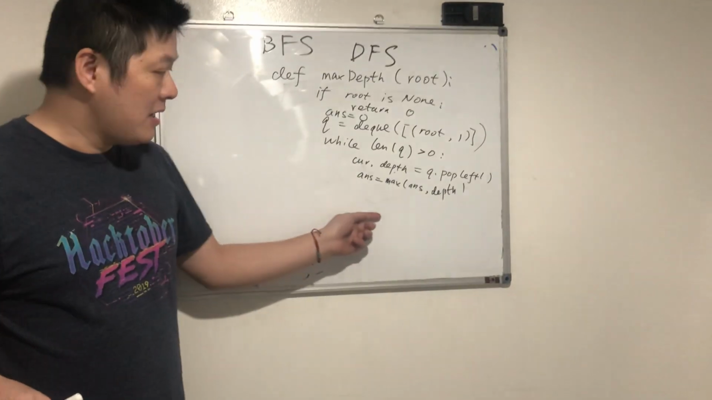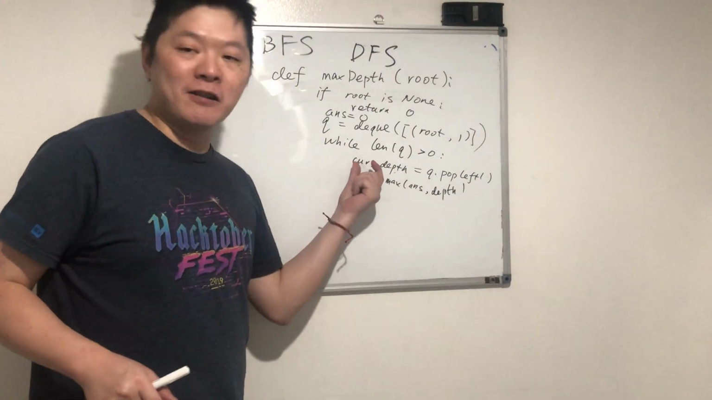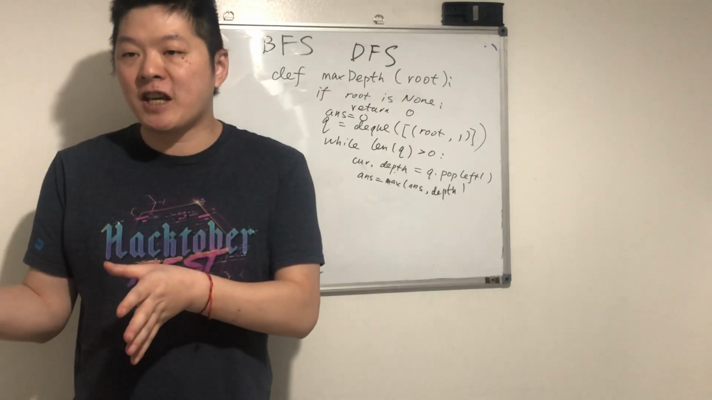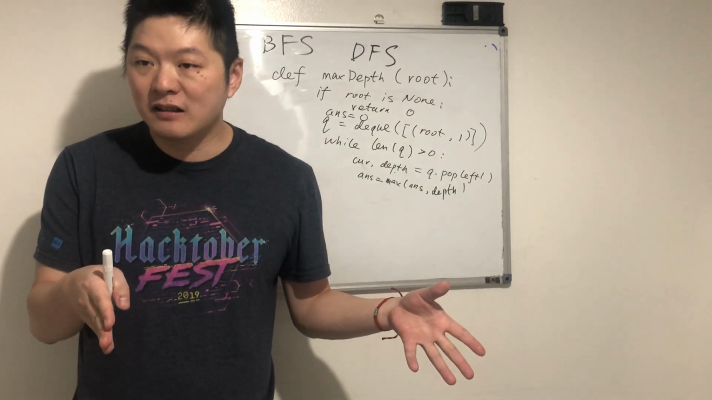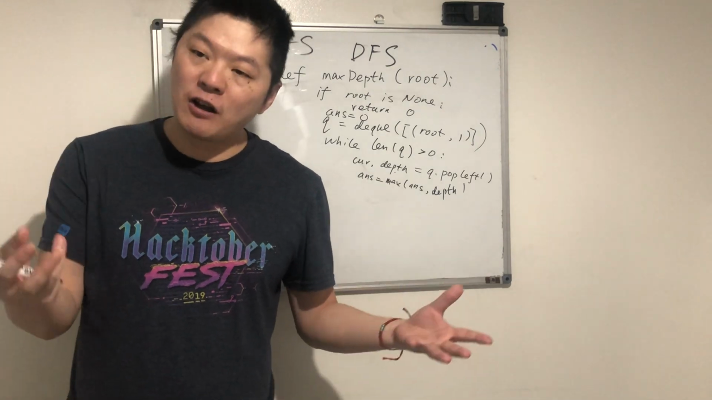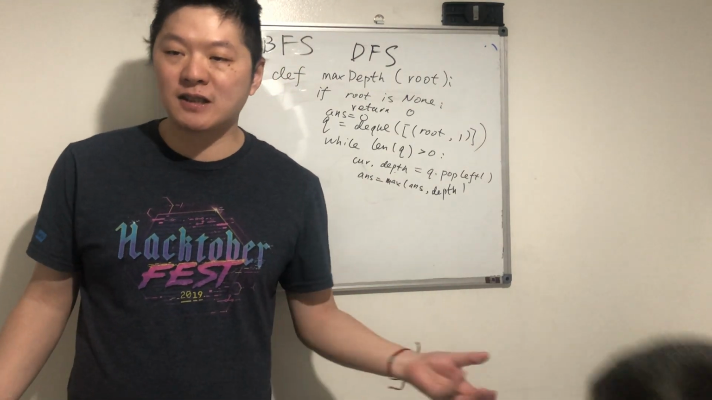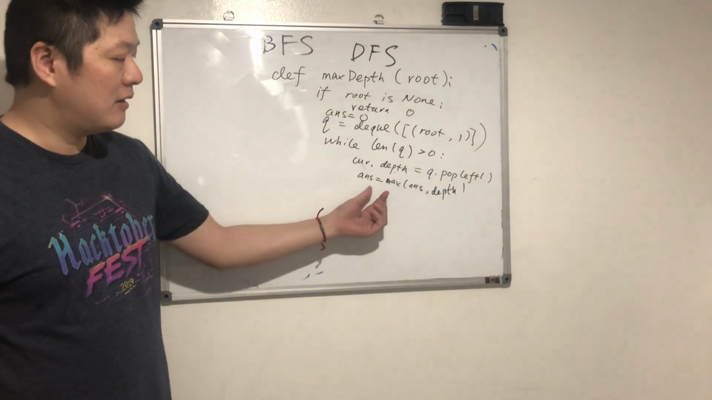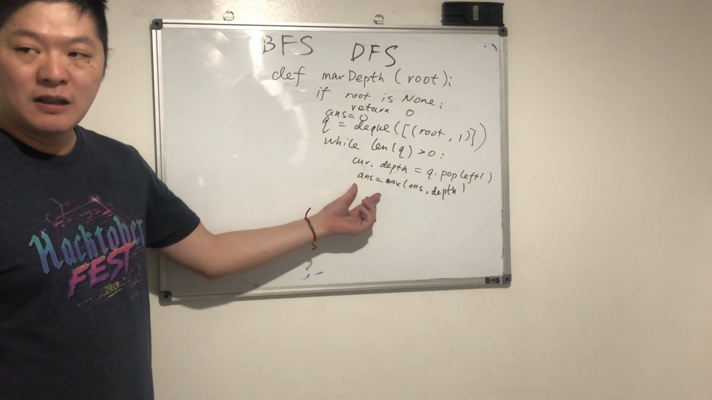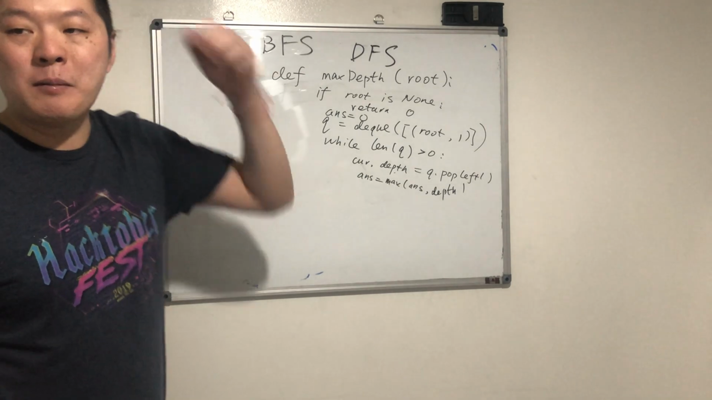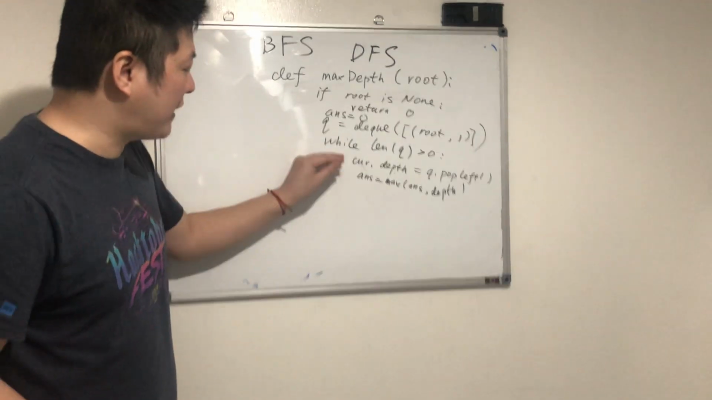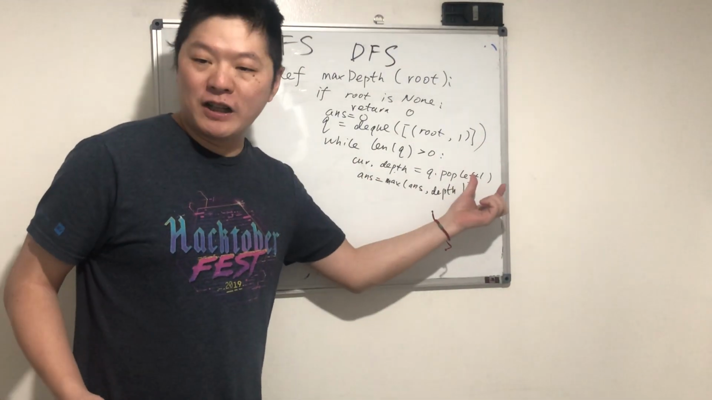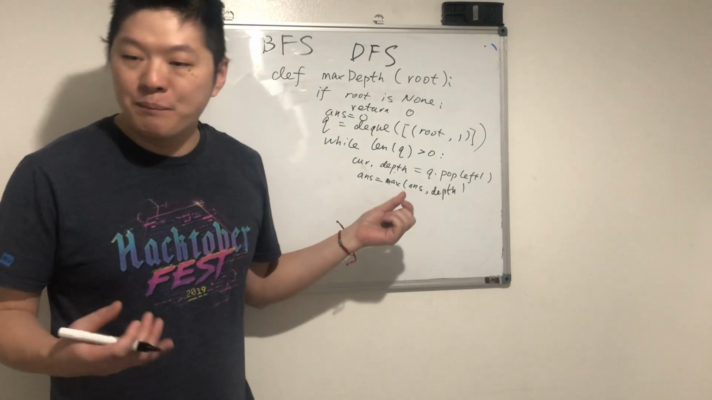Now we have the current node. We need to push its left child or right child into the queue, right? Only if it's not empty. If it's empty, we just skip. So how can we push it? Remember, in breadth-first search, usually we take a node from the queue and then we push its children.